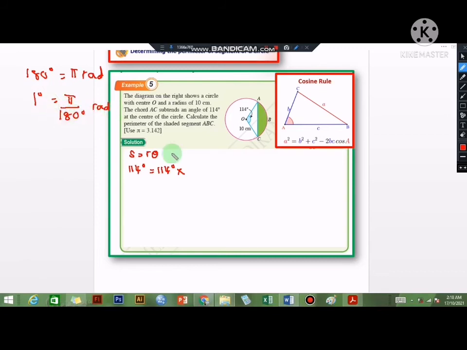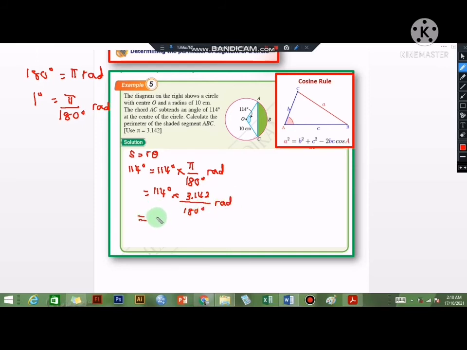So 114 degree multiplied by pi over 180 radian. What is your answer? Pi, you need to substitute with the value 3.142. Then you will get 114 multiplied by 3.142 over 180 radian.